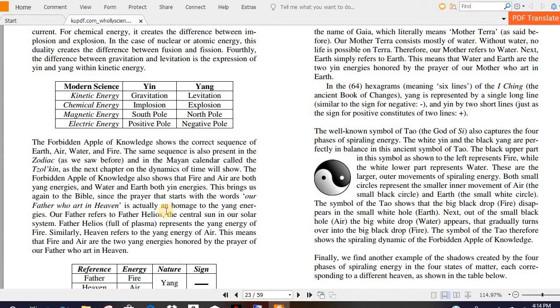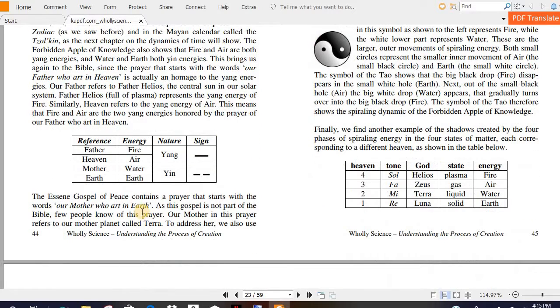This brings us again to the Bible, since the prayer that starts with the words, Our Father who art in heaven, is actually a homage to the yang energies. Our Father refers to Father Helios, the central sun in our solar system. Father Helios, full of plasma, represents the yang energy of fire. Similarly, heaven refers to the yang energy of air. This means that fire and air are the two yang energies honored by the prayer of Our Father who art in heaven. Reference: Father Heaven, Mother Earth, energy, fire, air, water, earth.